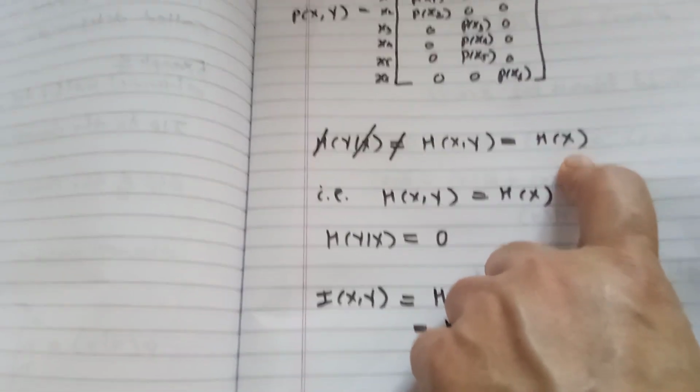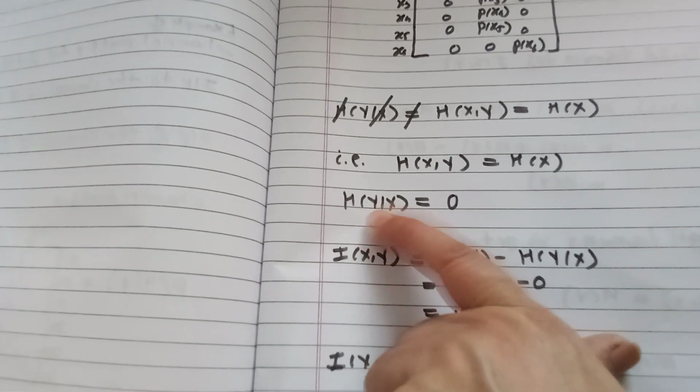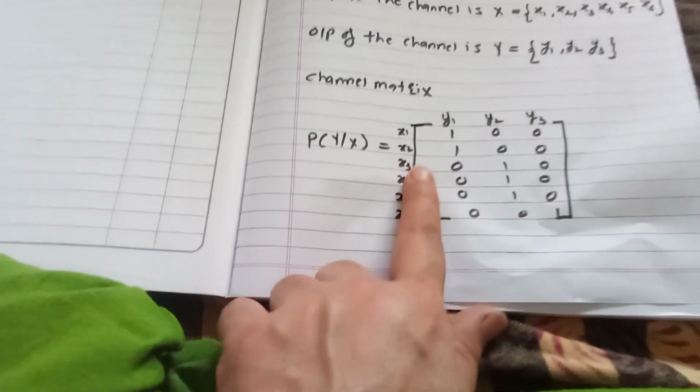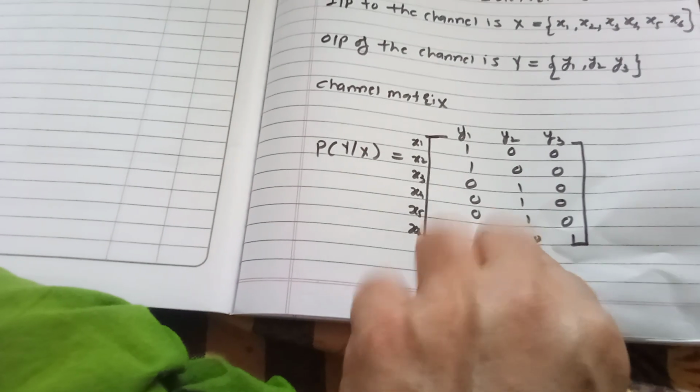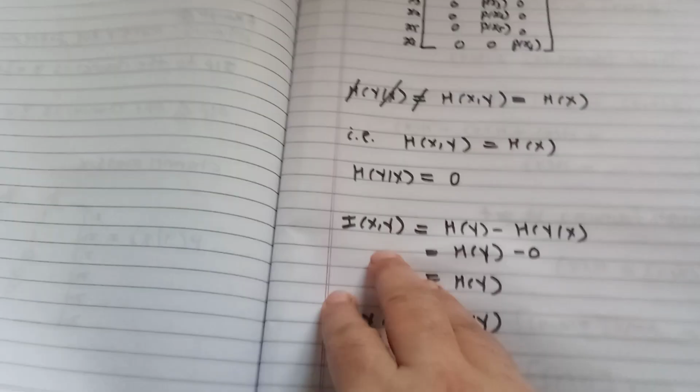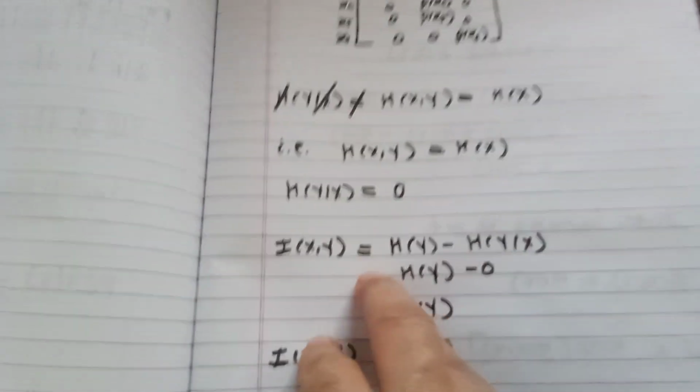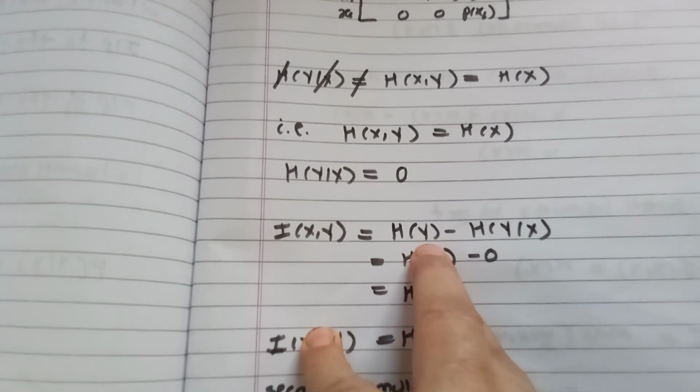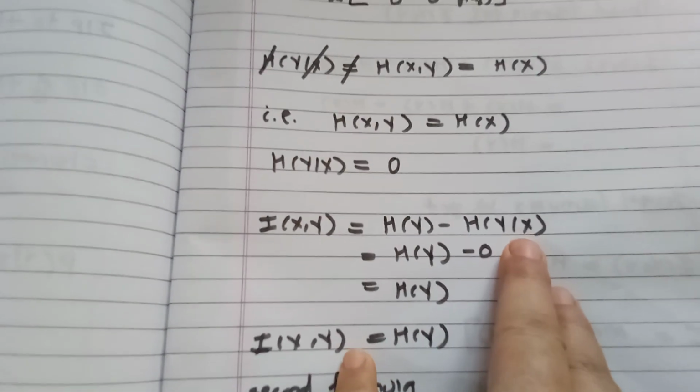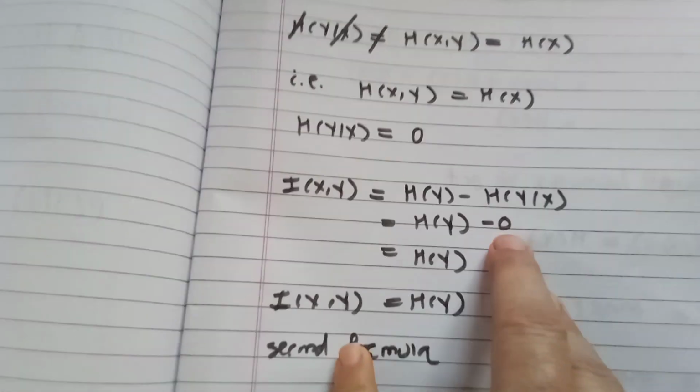So H(X,Y) is equal to H(X). And we have already observed that H(Y|X) is equal to 0, because in this channel matrix the probabilities are either 1 or 0, so its entropy is equal to 0. Now let us find I(X;Y), that is mutual information. So I(X;Y) is equal to H(Y) minus H(Y|X). Now H(Y|X) is equal to 0, so I(X;Y) is equal to H(Y).